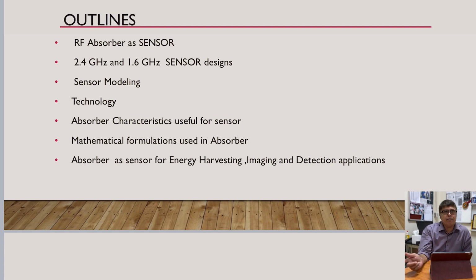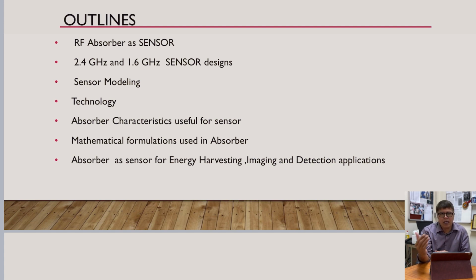Now, the second part will be how we can design using software. That we can also discuss. Then what is the basic technology of the RF absorber. Then we will describe various characteristics of the RF absorber. In detail, we will talk about the mathematical part of the design, and in the last we will see that these RF absorbers can be made for applications in imaging, sensing and energy harvesting.